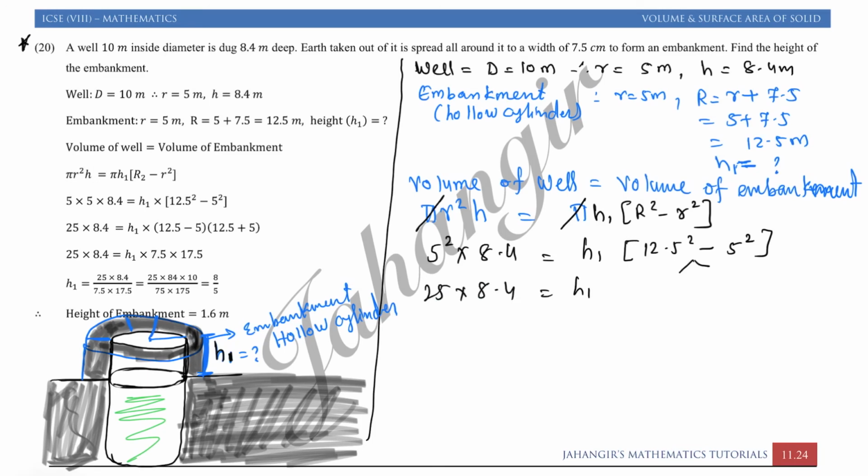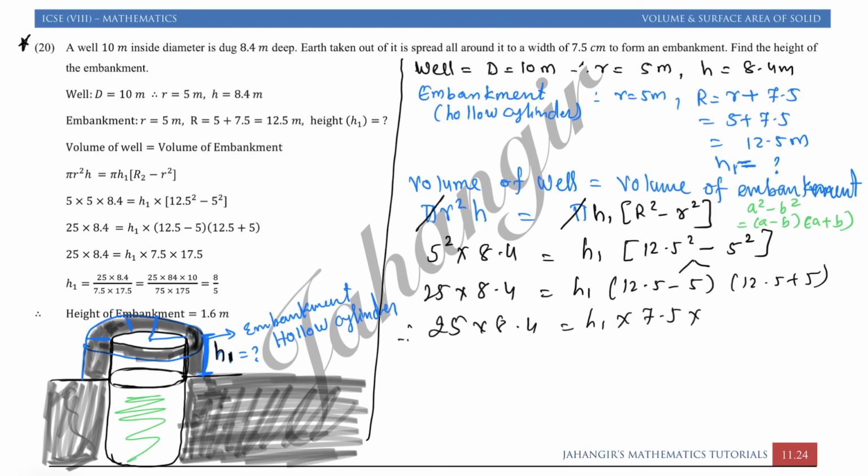इसको you can take a square minus b square की identity. Hope you had learned that a square minus b square is (a minus b) into (a plus b). So that can be written as 12.5 minus 5 and 12.5 plus 5. So here, 25 into 8.4 is equal to h1 into 7.5 into 17.5. So therefore h1 can be written as 25 into 8.4 divided by 7.5 into 17.5.